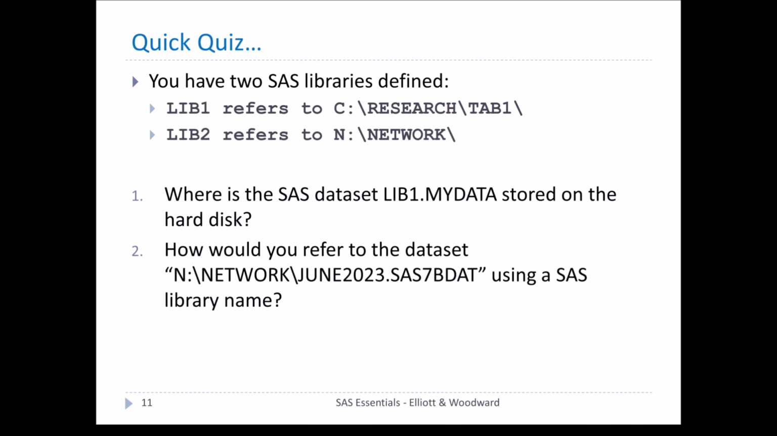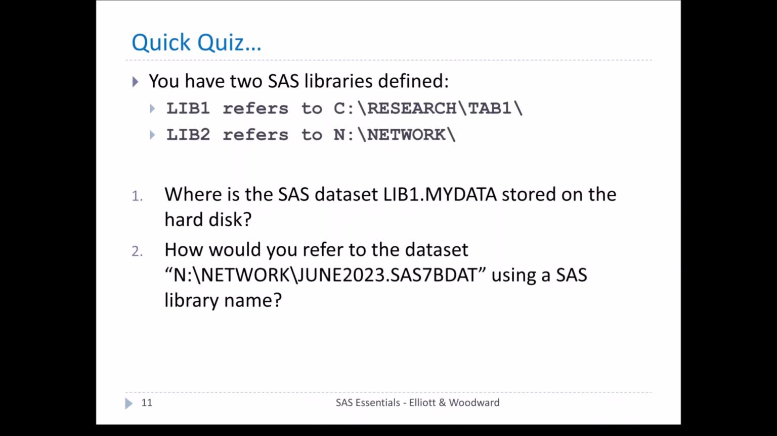Okay, here's a quick quiz. So you have two SAS libraries defined. One we've named lib1, and another we've named lib2. Now lib1 refers to the Windows name C:\research\tab1, and lib2 refers to n:\network.